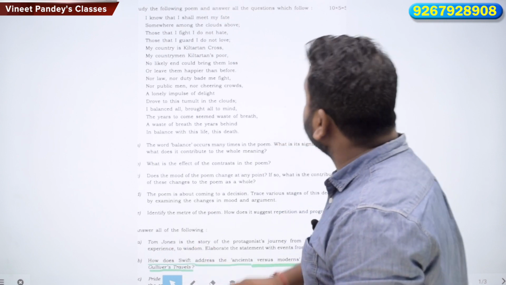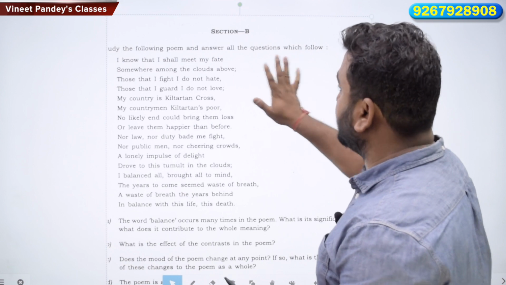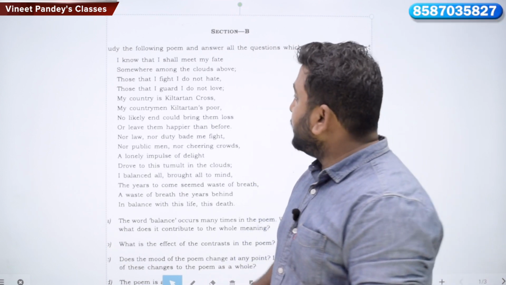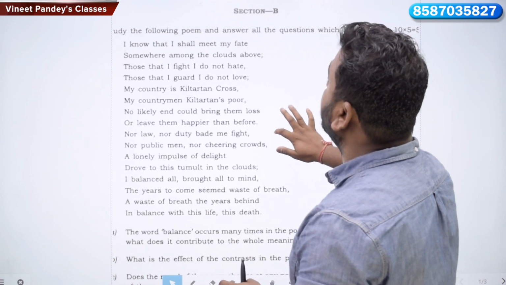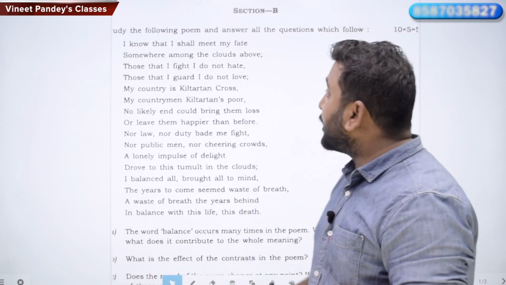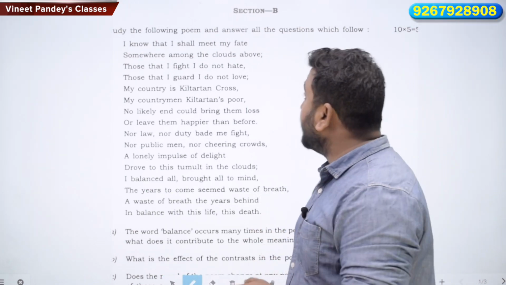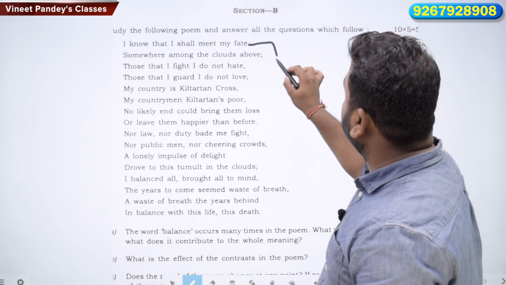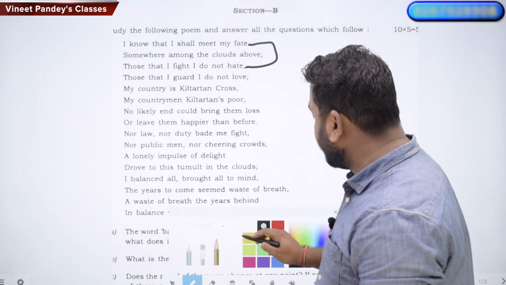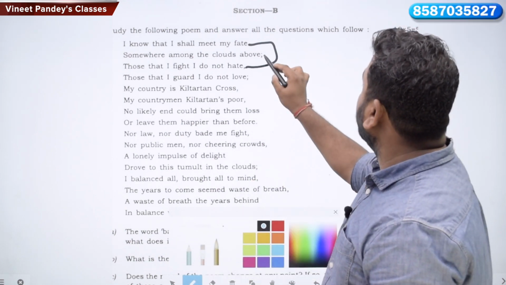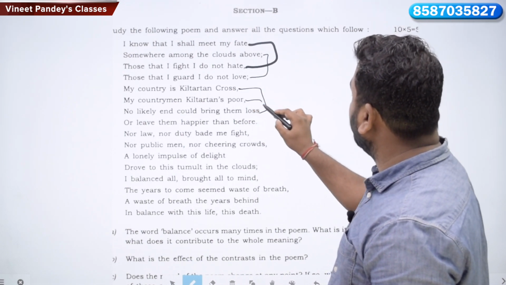As you can see here, this is a paragraph. The poetry paragraph has been given here and they have some questions. What do you do? See, my friends, first of all, you must have a proper understanding of literature, the kind of things that you actually study in your colleges and schools. Like the very basic thing, can you go for a particular rhyming? Fate, hate. Can you go for particular connections? Like if I tell you the other options, above, love, cross, loss, poor, before.